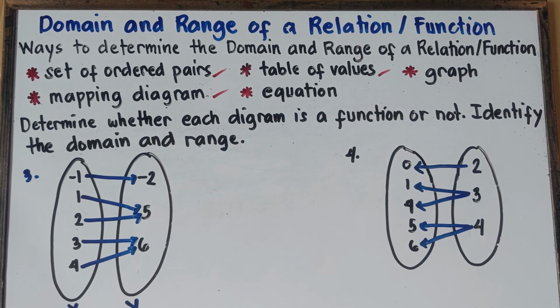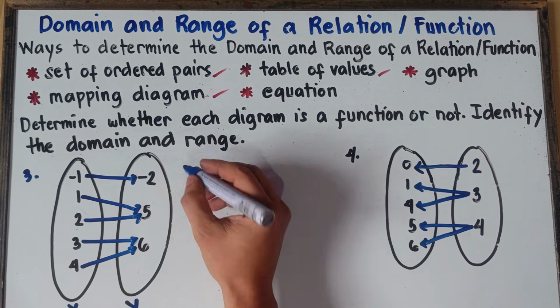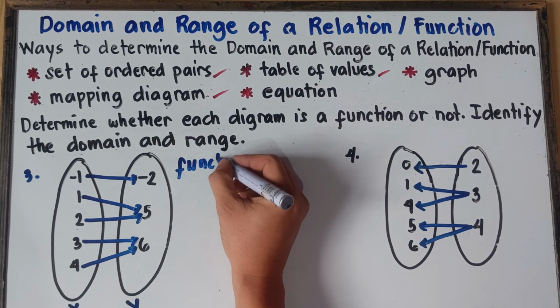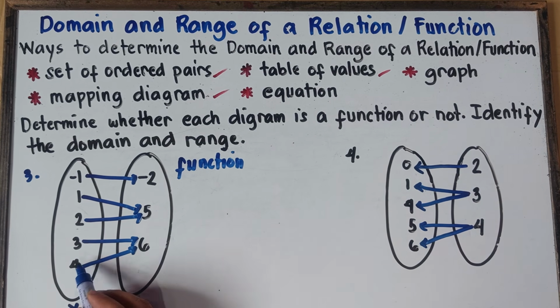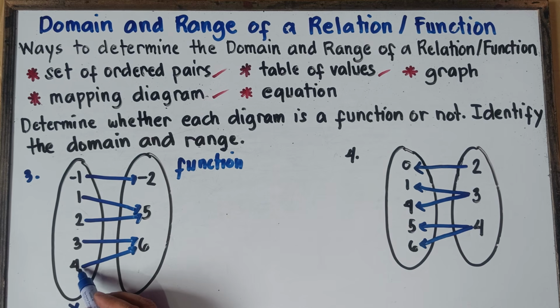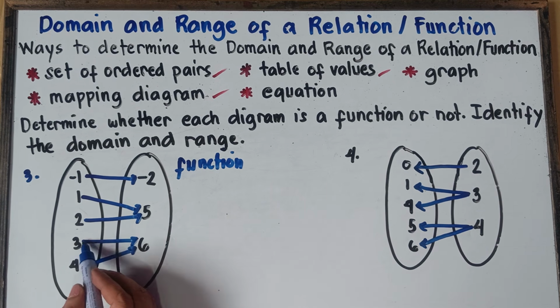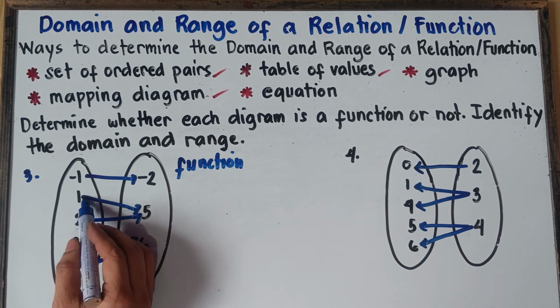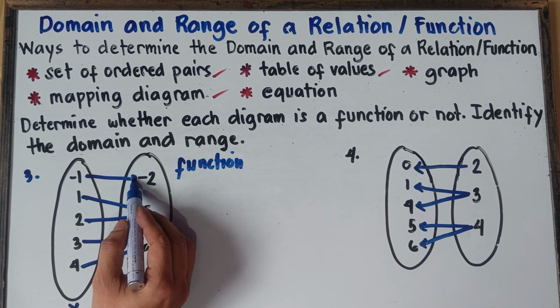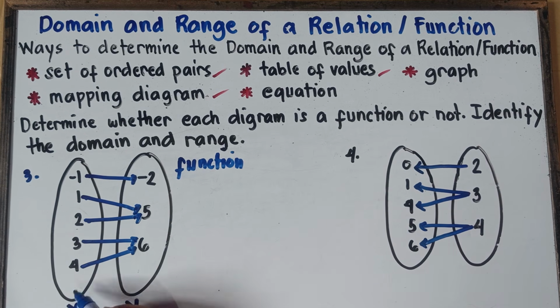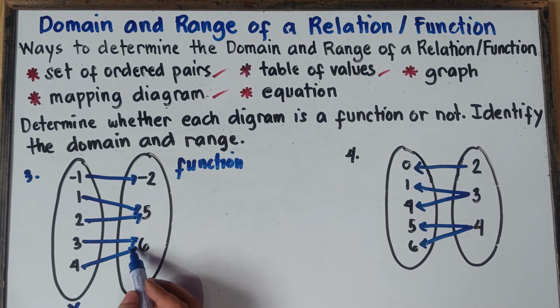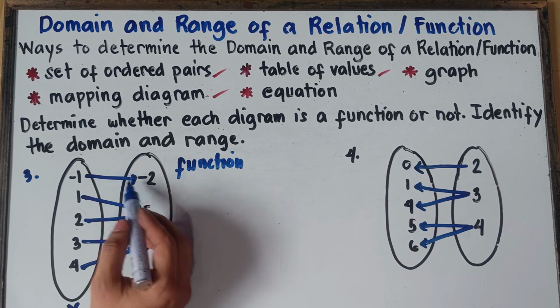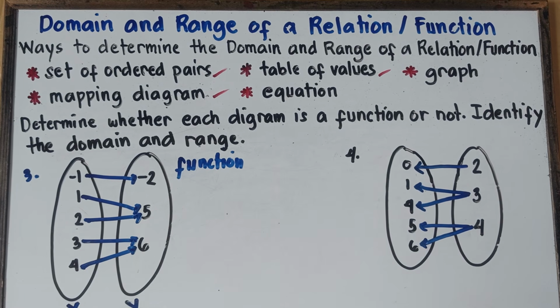That's correct. With regards to example number 3, this will be a function. Now, why is that, sir? Because this input, class, has only one arrow. Once again, class, the input x value has only one arrow going to the output. Only one arrow. Therefore, this will be a function.